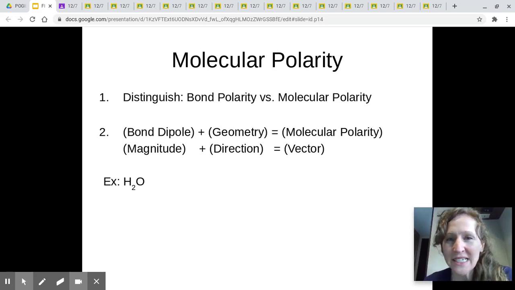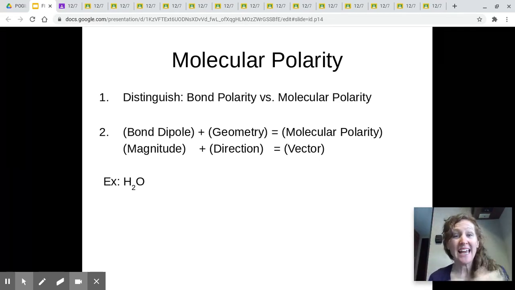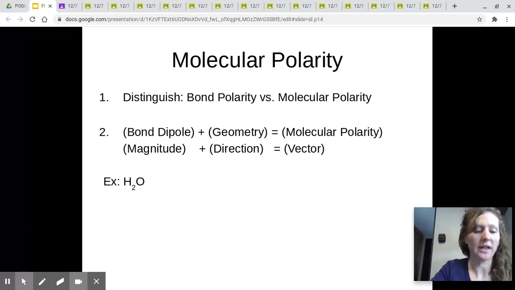Hey, AP Chemistry. Today we're going to talk about molecular polarity for a little bit, and it's kind of an exciting topic because it takes a lot of what we've been talking about and culminates it in one purpose. So we're talking about the polarity of a molecule, which is different than we've talked about before. Let me show you why.